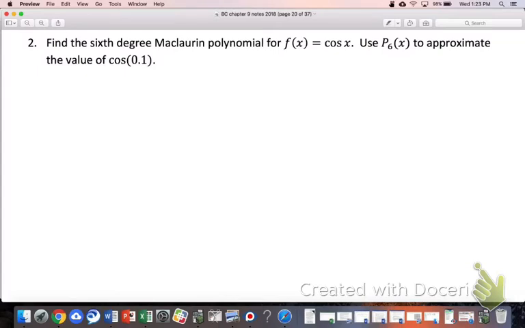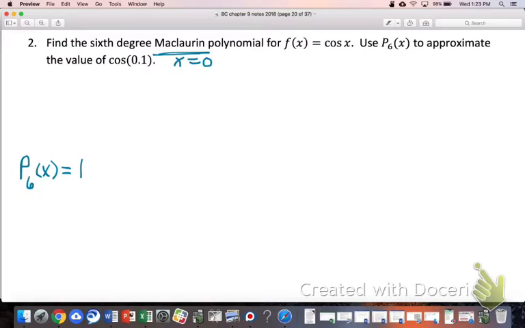So I'll write this right here in the middle, because I'm going to have to do a little bit of work to make this work. I'm going to say p sub 6 of x equals. So it does say Maclaurin, and Maclaurin means centered at x equals 0, or you could say c equals 0 if you wanted. So the first term is always going to be f of 0 for Maclaurin. So what's f of 0? 1.